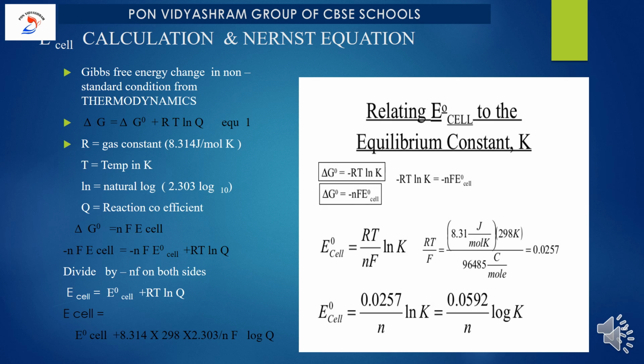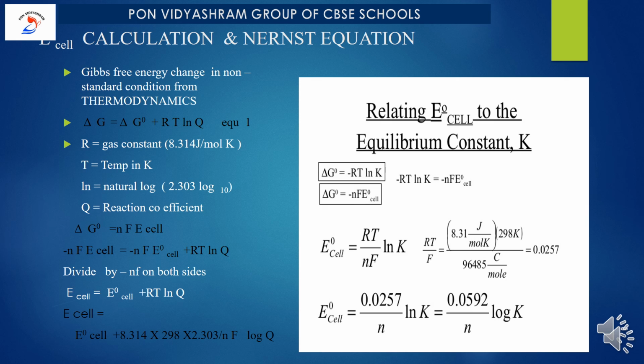Now divide both sides by minus nF, so the nF cancels on both sides. The equation becomes E cell is equal to E naught cell minus RT upon nF into ln Q. Now we are going to convert this natural logarithm ln Q into log base 10. So, how to convert this? ln Q will be converted into log Q by multiplying it with 2.303.